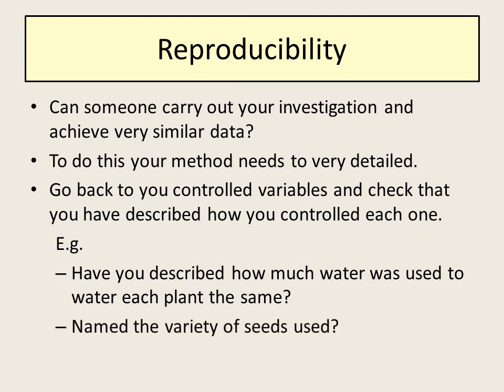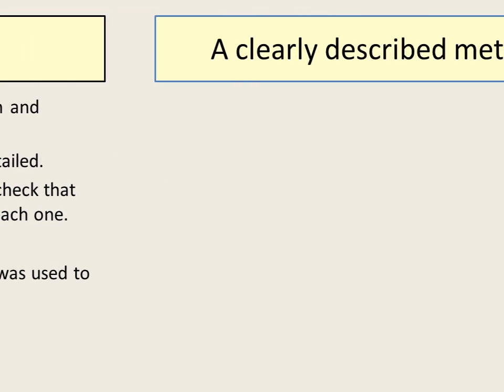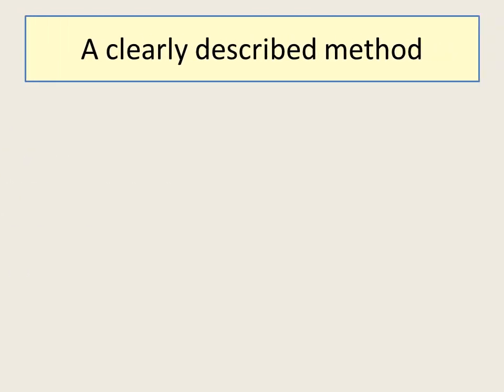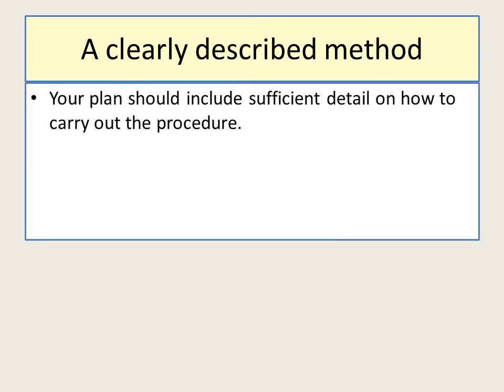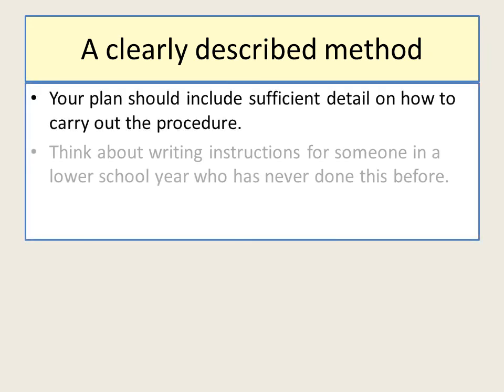Have you named the variety of the seeds that you used? So somebody could use exactly the same seeds and get a similar set of data. In order to do this, you're going to need a clearly described method. Your plan should include sufficient detail on how to carry out the procedure.